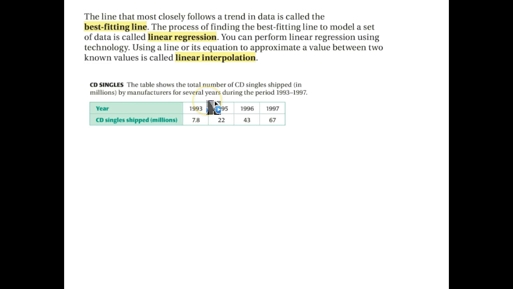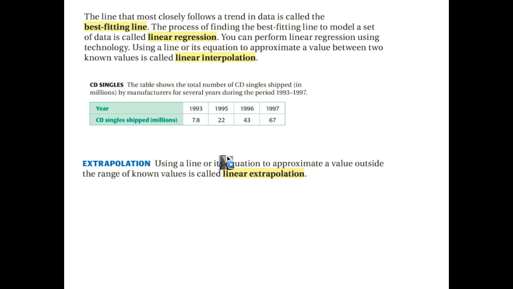And anytime we estimate information in between values, we're going to call that linear interpolation. So if I've got this data here and I wanted to figure out how much was in 1994, for instance, then I would be doing linear interpolation. Again, this is in that video from last year if you want to take a look at that. And then extrapolation is when we use it to find values outside of the range. So in here it would be like, what was it in 2001, or how many CD singles shipped in 1989. That would be extrapolation. Okay, that's the general idea of all these.